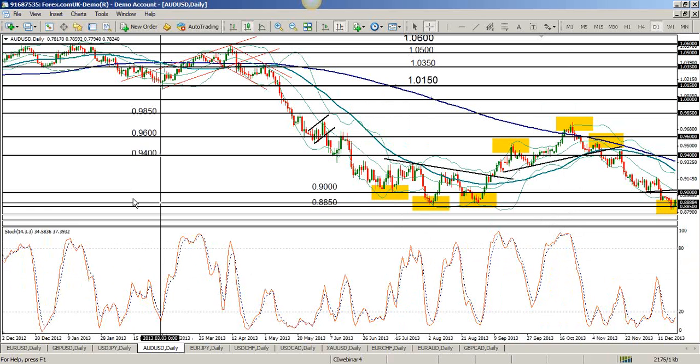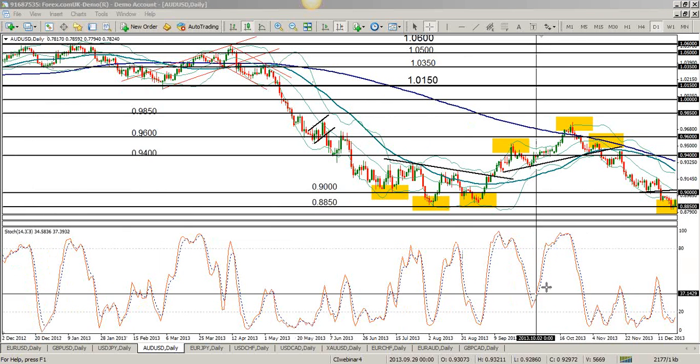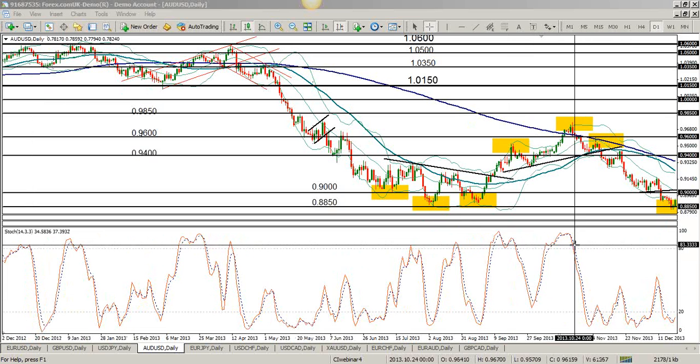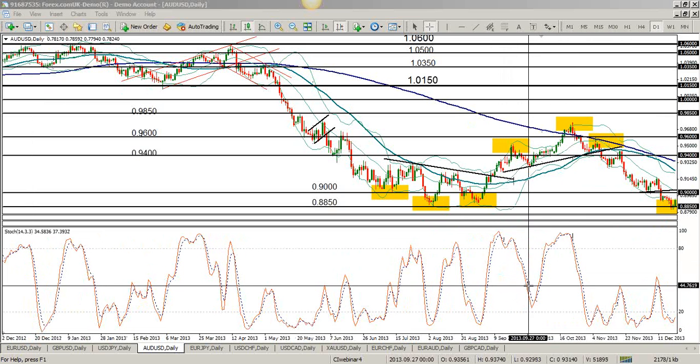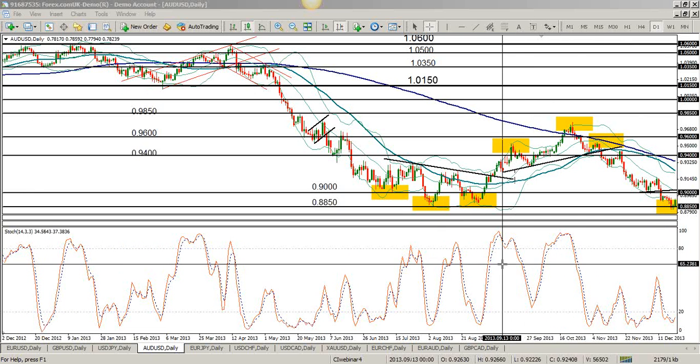we're seeing this. Now, I don't usually use this setting. I forget the setting I use. This is the default setting, 14, 3, 3, and this is giving you some false signals. But I'm going to take a look for next time. I'll tell you exactly what settings I use for stochastics.